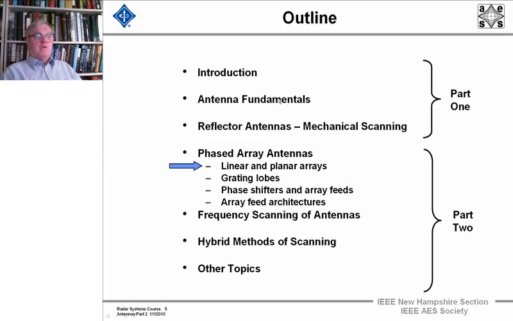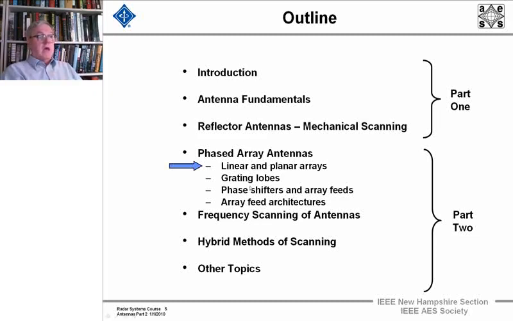And grating lobes can appear that can suck away the energy from the main beam and give you less energy where you want it. Or if you had a grating lobe, it might tell you that the target could be in that direction or that direction. You certainly want that beam to be in one well-placed direction.